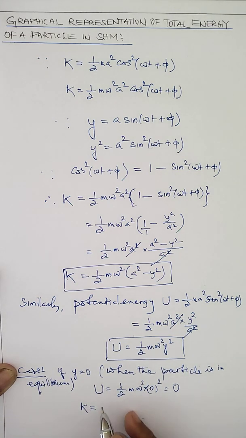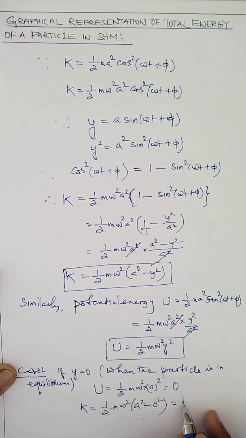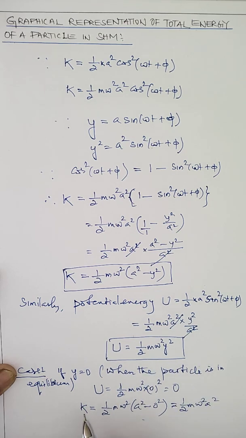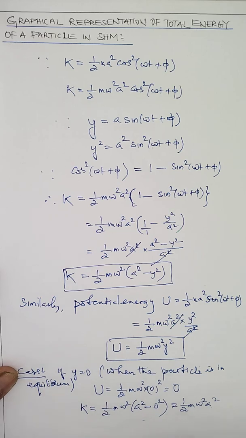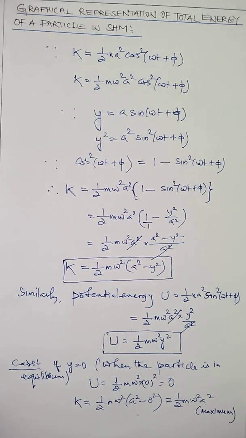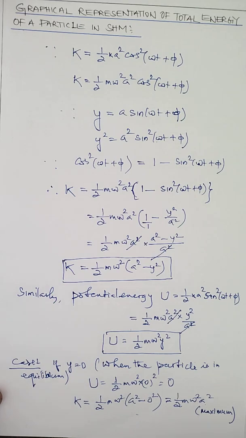Now at the same time we can calculate the kinetic energy. Kinetic energy is given by this expression. So I write half m omega square a square minus y square, and now y I put at 0, so 0 square. So it will be half m omega square a square. This is the kinetic energy, 1 by 2 m omega square a square. And remember children, this kinetic energy which we have calculated is maximum. Why is kinetic energy maximum? Because the body has maximum displacement equal to the amplitude, and this kinetic energy is maximum.